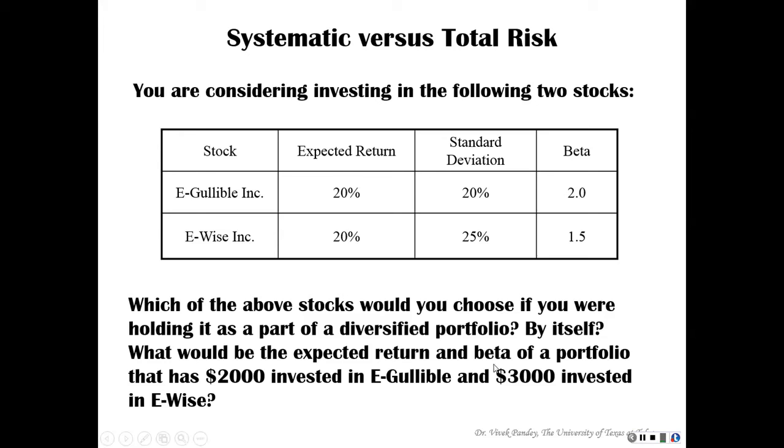And it'll be good news to know that the beta of a portfolio is computed the same way as the expected return of a portfolio. It's a proportion weighted average. And the 2,000 and 3,000 will give us the proportion, right? Total investment of 5,000, 2,000 is 40%, and 3,000 is 60% of that.